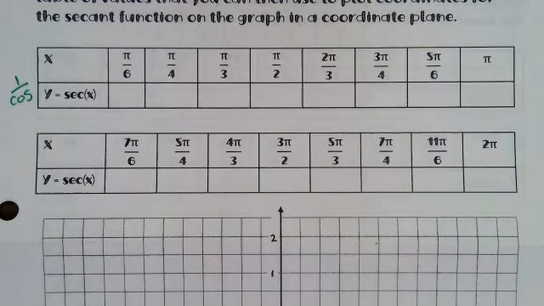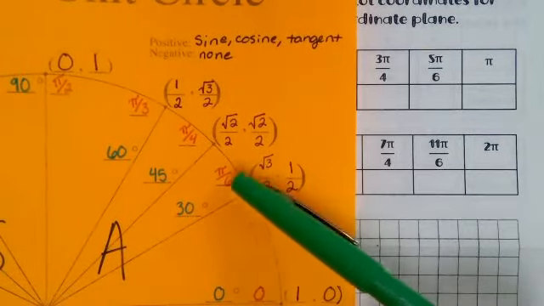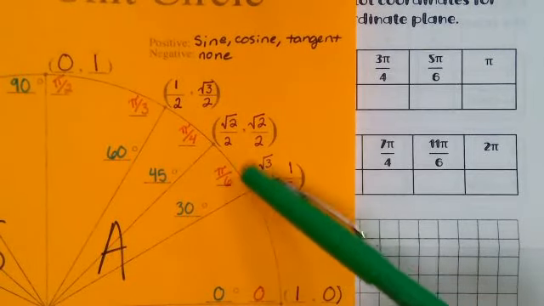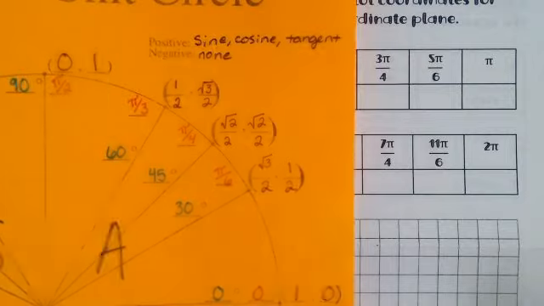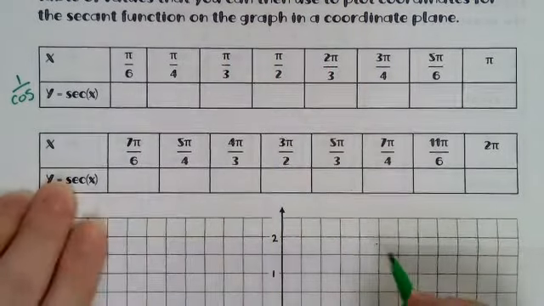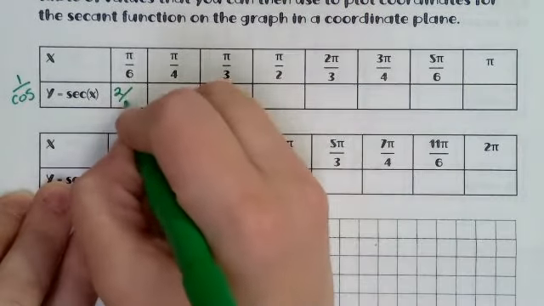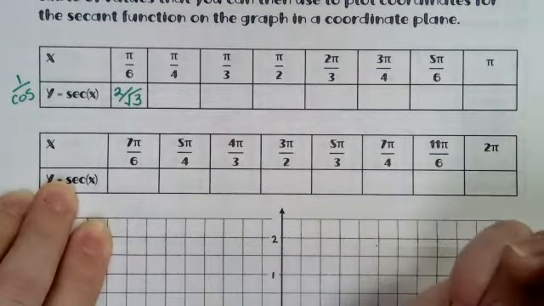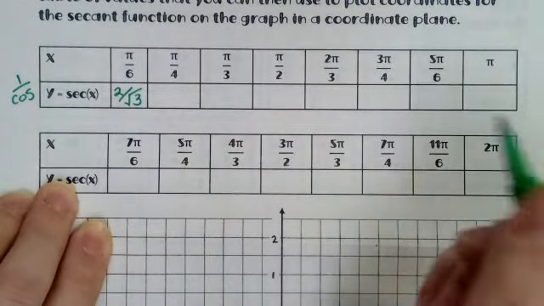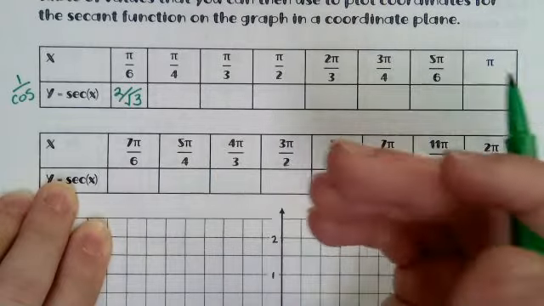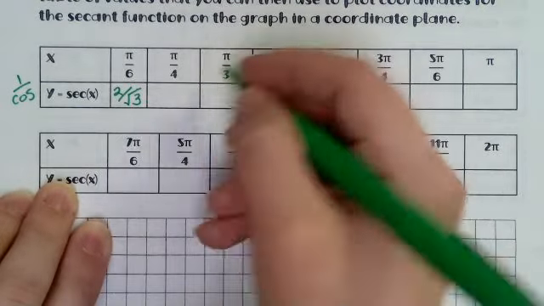Look here at our table. So I'm going to go to our unit circle again, and I'm going to look at pi over 6, look at your x coordinate here, and we're going to take that and flip it. So this is going to be 2 over the square root of 3. We're just going to do the same thing. I'm not going to keep bringing the unit circle back and forth. Keep that handy so that you're able to look at those values.